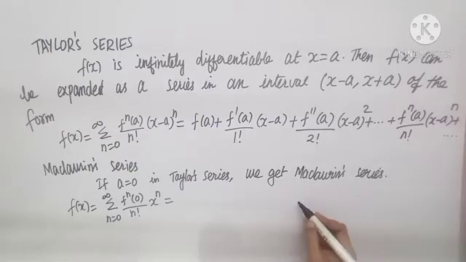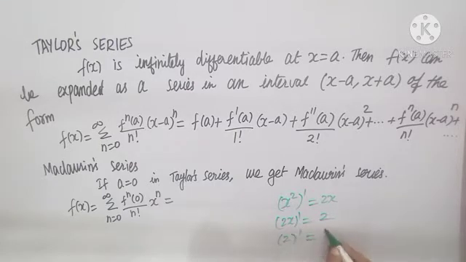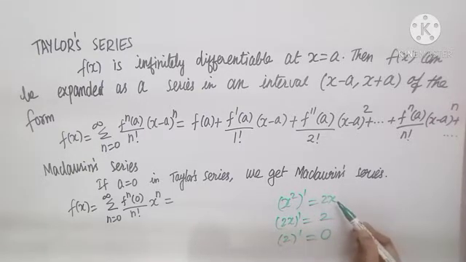See, for example, if I take x square, the first derivative of x square is 2x. If I find one more derivative, it is 2. If I find one more derivative, it is 0. So when I take the derivative of x square the first time, second time, third time, it terminates. It is over. After that, every derivative will become only 0.